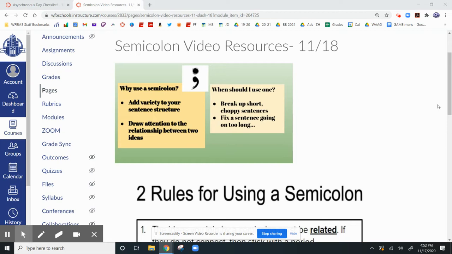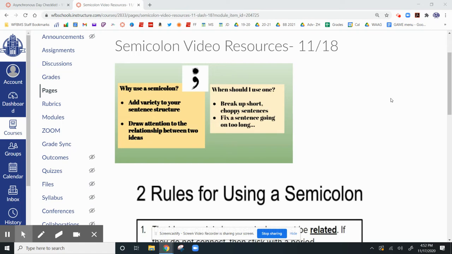And so let's go over some of the reasons why we use it and how we can use it in today's lesson. First of all, why use a semicolon? What's the point? Well, there's kind of two main reasons why you should. One is it adds variety to your sentence structure. If your sentences are kind of in the same format over and over again, it can bore the reader. And so adding a semicolon changes things up a bit visually and just gives the reader a different type of flow when they're reading your essay.